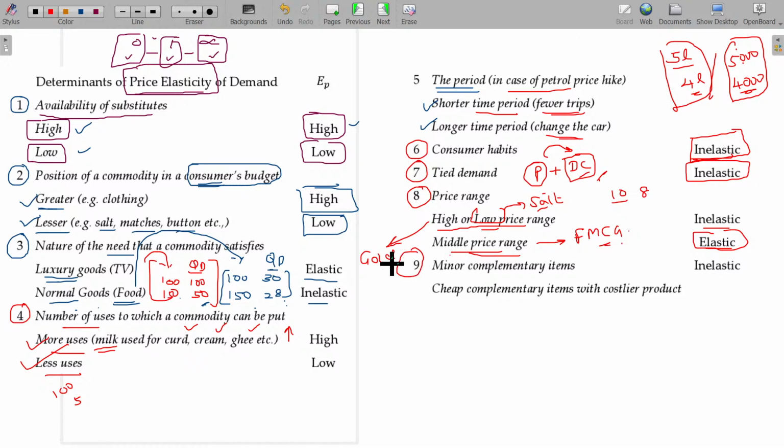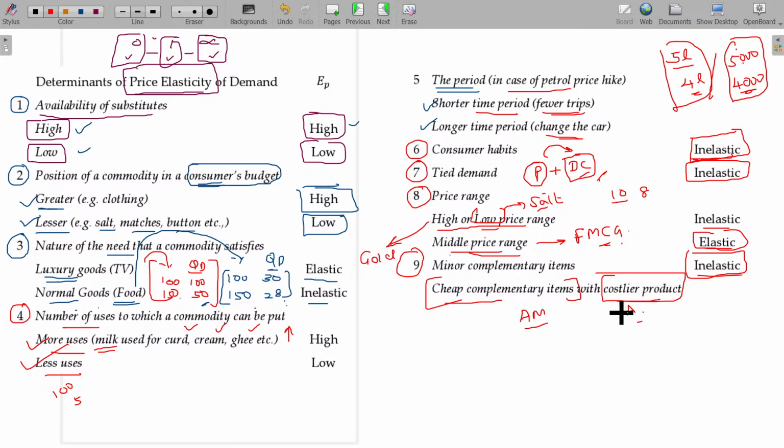Minor complementary items are inelastic. Okay, cheap complementary items with the costlier product, right? See, complementary items you can consume along with it. So that will always be inelastic. Minor complementary items and cheap complementary items with a costlier product, like Android mobiles as well as Apple iPhones, right? iMac or whatever it may be.